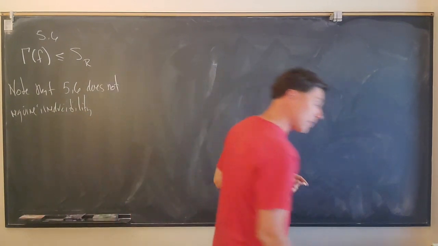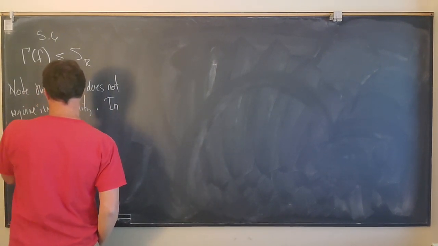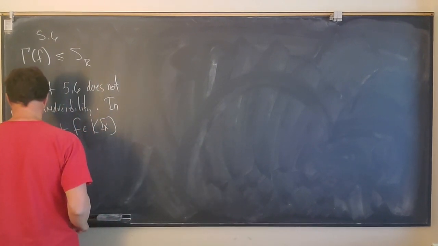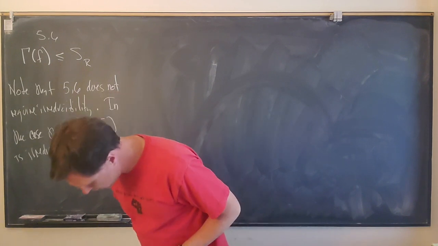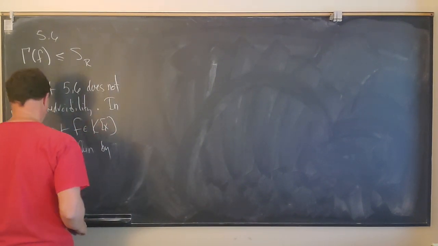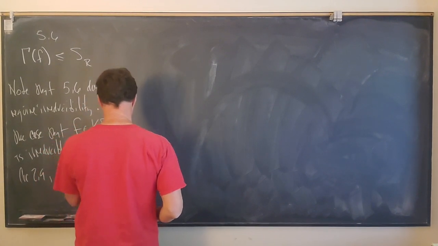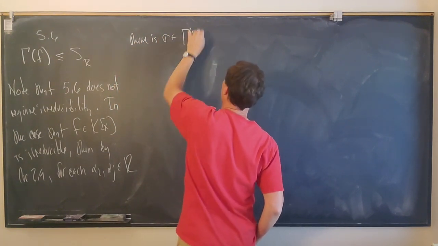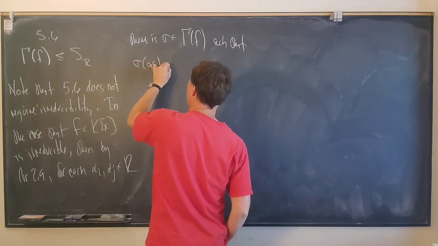Now, it turns out that in the case that the polynomial is irreducible, we can say a little bit more. So in the case that f in k[x] is irreducible, then by Corollary 2.9, for each alpha_i and alpha_j in the set of roots, there is some sigma in the Galois group of f such that sigma of alpha_i equals alpha_j.